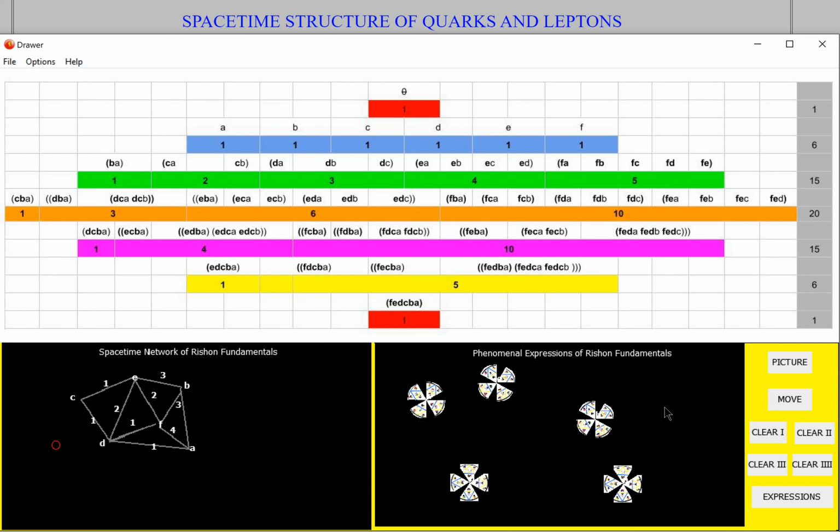T's and V's associated with or expressing a given Rishon fundamental would not then have dynamic or energy producing interactions, but will only compose the space-time structure of a quark or lepton. That's an important consideration. These expressions are not dynamic in their interactions or energetic, but will only compose the space-time structure of the quarks and leptons.